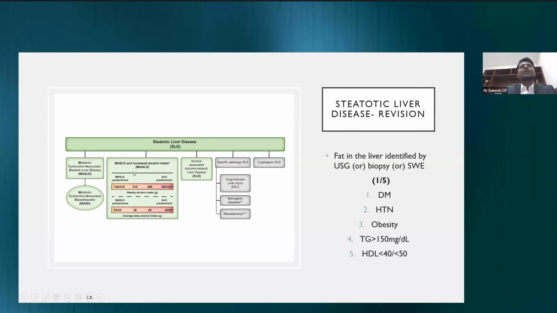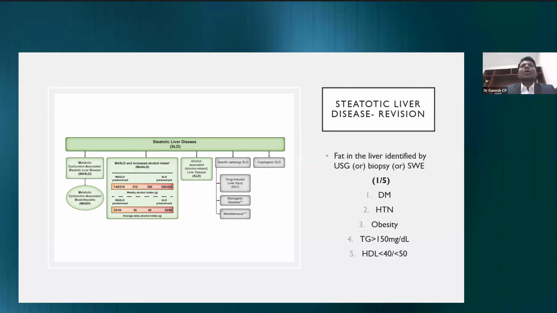Another new term was introduced in this Delphi consensus in 2023. They introduced a new term called MetALD. What is MetALD? Previously, in the definitions of MAFLD and NAFLD, whenever a person consumed alcohol, they could not enter into these entities of NAFLD or MAFLD. So they came up with a new idea called MetALD.